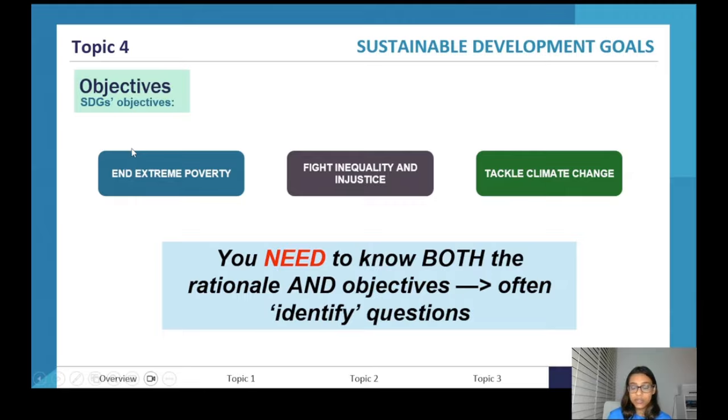Objectives, we've got the 3 objectives. You need to know both the rationale and the objectives of the SDGs, and they're often going to be identify questions.